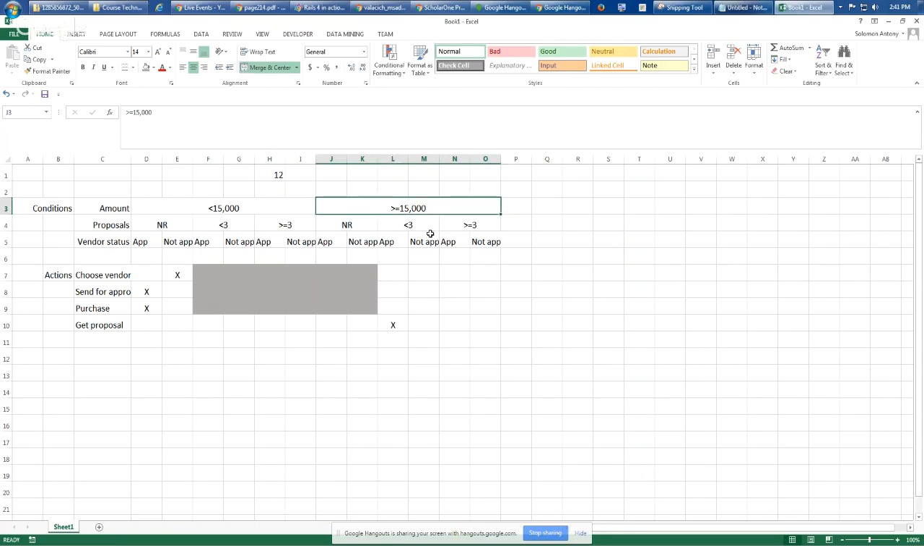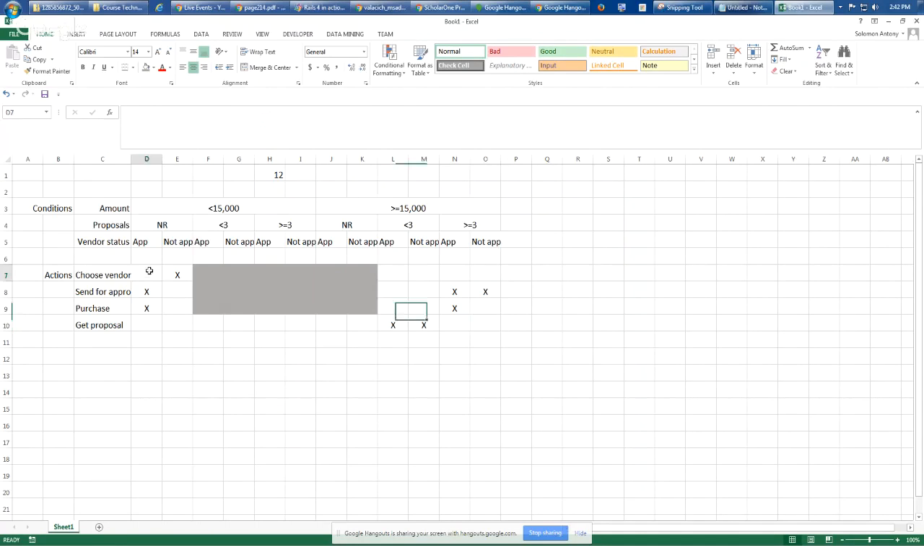If amount is more than 15,000 and you got less than three, and you're not even talking about vendor, so you don't have to worry about that. You must still get another proposal. And when amount is more than 15,000, you got more than three proposals, and you got an approved vendor, then of course you need to simply get approval, and also you can go ahead and purchase. These two should be allowed. And if amount is more than 15,000, you got more than three proposals, and the vendor you chose was not approved, they must go back and pick a different vendor.